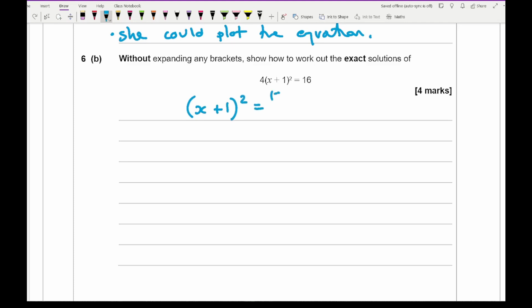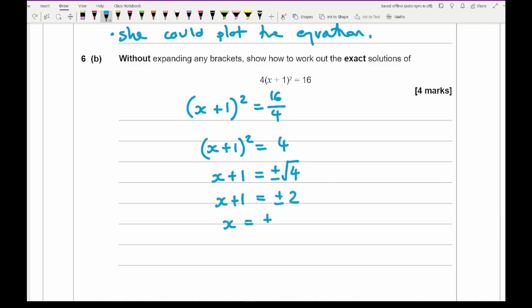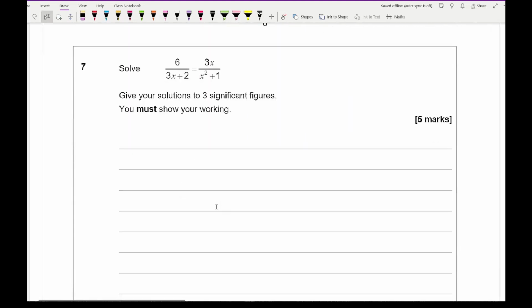So we end up with 16 over 4, which equals 4. So x plus 1 squared equals 4. We could then square root, so x plus 1 equals plus or minus the square root of 4. So x plus 1 equals plus or minus 2. So x equals plus or minus 2 minus 1. So when x is minus 2, it's going to equal minus 3, and when x is positive 2, it's going to equal 1. So the answers then are x equals minus 3 or x equals 1.